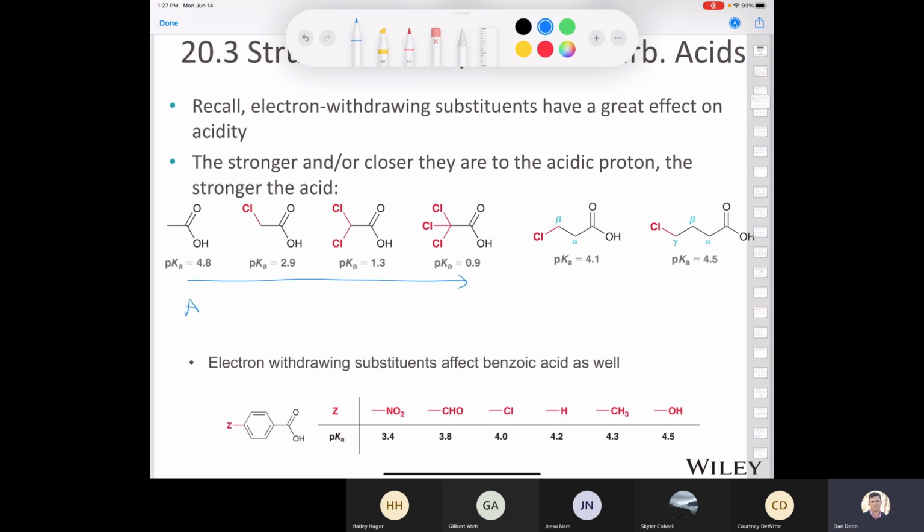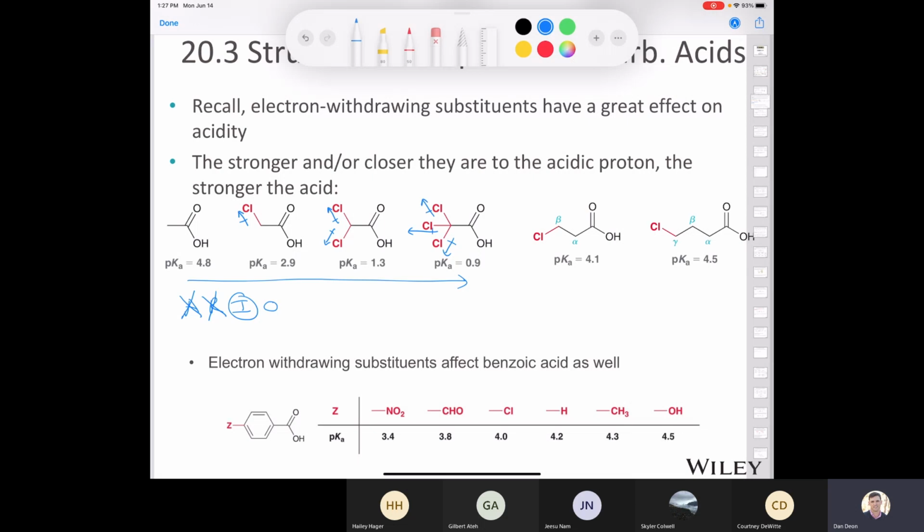Why? This is not an effect of the atom. It's not a resonance effect because all of these have the same 2 resonance contributors. It's an effect of what? Induction, right? Because we know that there's an inductive effect of these chlorines, which are electron withdrawing, and they stabilize the conjugate base that is formed after any one of these acids donate a proton.